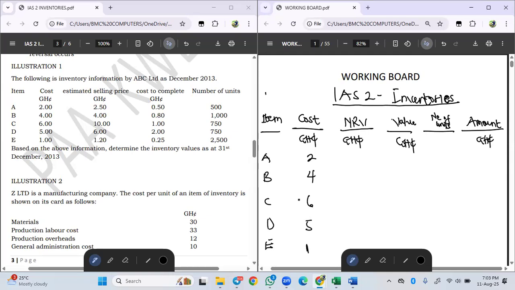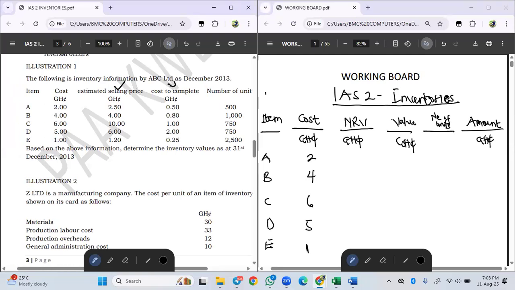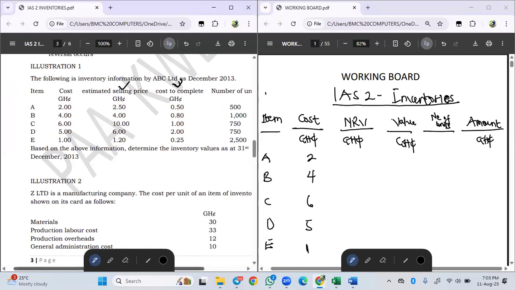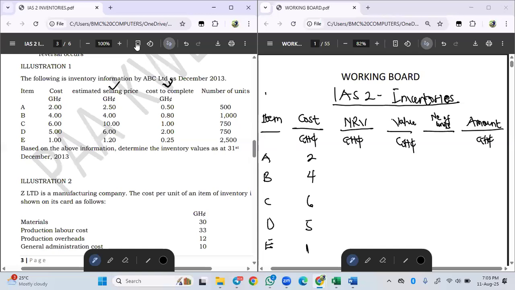How do you determine your NRV? I explained it. So if you remember, how do you determine it? Hello, question to the class, please. The amount we receive from the sales less cost to sell. Okay, so the estimated selling price less cost to complete and cost to sell. Okay, so that's what you are going to use.